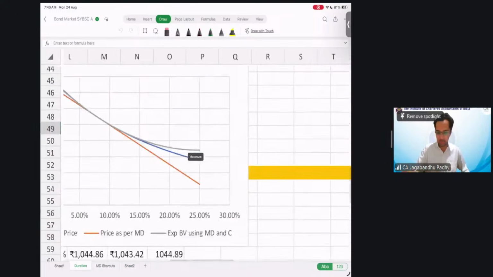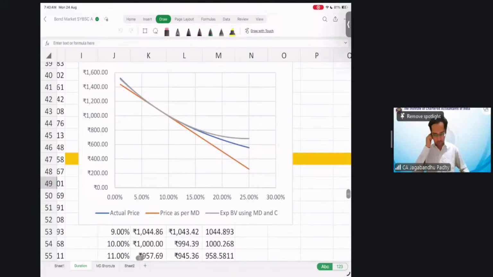Okay, this is the curve that I was trying to explain to you. The blue line that you observe, the blue curve, that's the actual bond value. The price estimate which modified duration gives us, that's just the orange line. And after adjusting for modified duration as well as convexity, the curve that we get is the gray line.